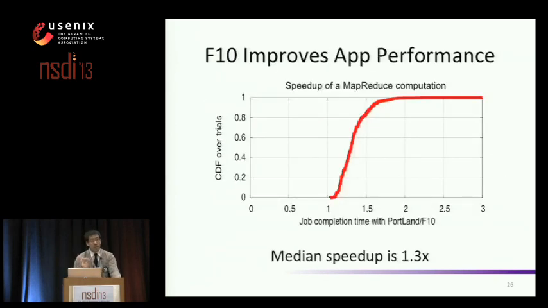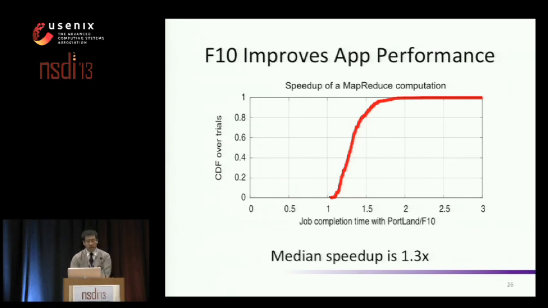This congestion loss manifests itself in end-user performance. We ran a commonly used MapReduce trace over the previous setup and monitored end-to-end performance of a complete MapReduce job. This graph shows a CDF of the speedup of F10 versus Portland, or job completion time of Portland over F10. And we observed that the median speedup in this case is around 1.3 times. If there was no benefit from F10, this would essentially be a line at x equals 1.